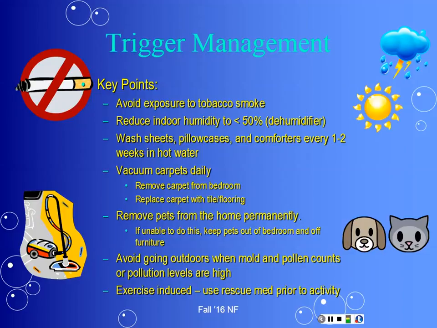When mold and pollen counts are high or you get that ozone alert, you're going to try to keep them inside. And then if they have exercise-induced asthma, we want them to use it prior to the activity. So if they have exercise-induced asthma, we don't want to keep them from exercising. In fact, it can help improve them over the long run in their capacity and their lung capacity and function. But we don't want that to cause that trigger in that problem.